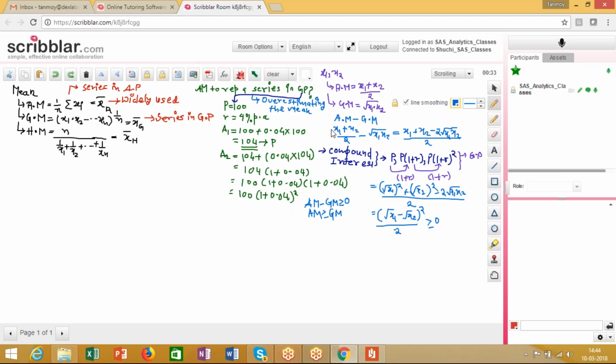Right? So since arithmetic mean is greater than or equal to the geometric mean, if for a geometric series we are averaging it using the arithmetic mean, then we would ultimately be overestimating the mean of the series. Hence geometric mean needs to be used.